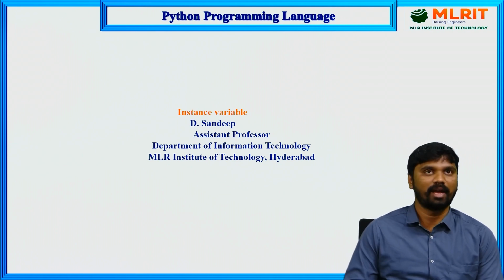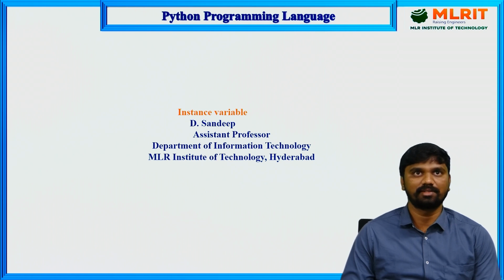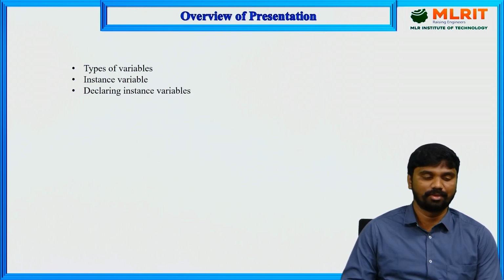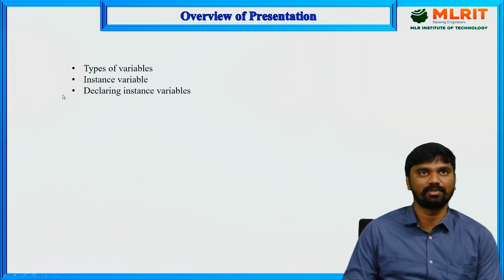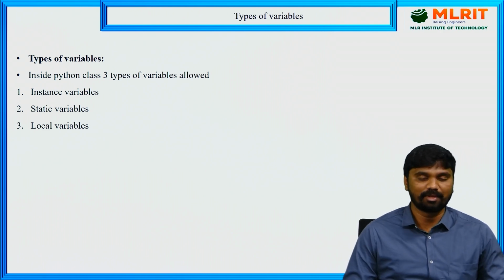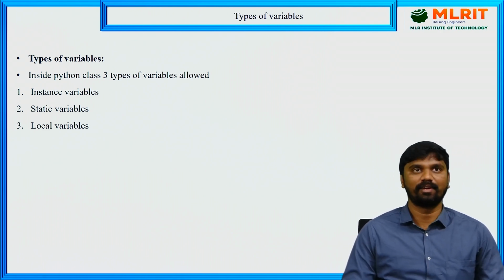And now we have instance variables, which are one type of variable in Python. So here we are going to discuss the types of variables, the instance variables, and declaring instance variables. First, the types of variables. First of all, what does a variable mean?